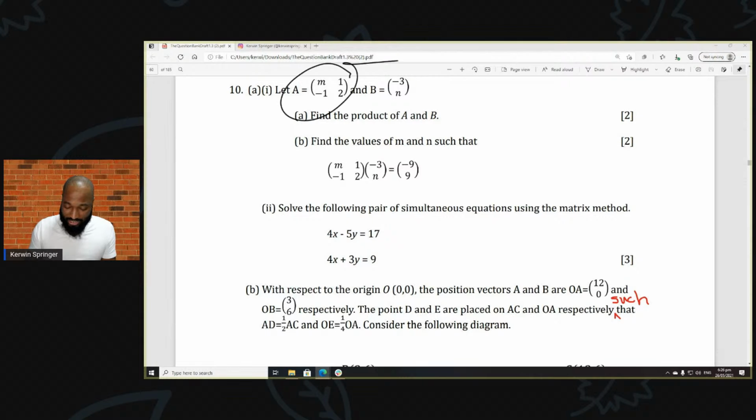Let A be this and B be that. Find the product of A and B. So I guess we'll have M and N being left in the product. So A is equal to M, 1, negative 1, 2, and B is equal to negative 3, N.